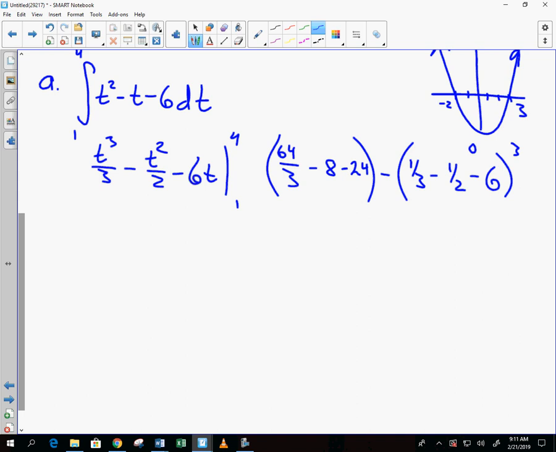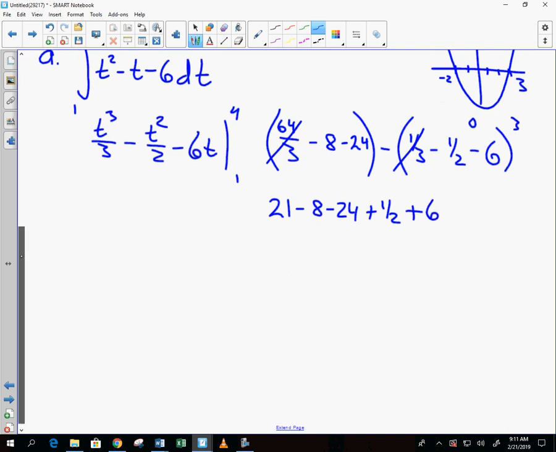Now everybody has their different way of operating here. This would be a question on the AP exam where they maybe say, hey, you don't get to use a calculator. 64 thirds minus 1/3 is 63 thirds. Agreed? What is 63 divided by 3? 21. So I've gotten rid of those. 21 minus 8 minus 24, I'll be plus 1/2 and plus 6.